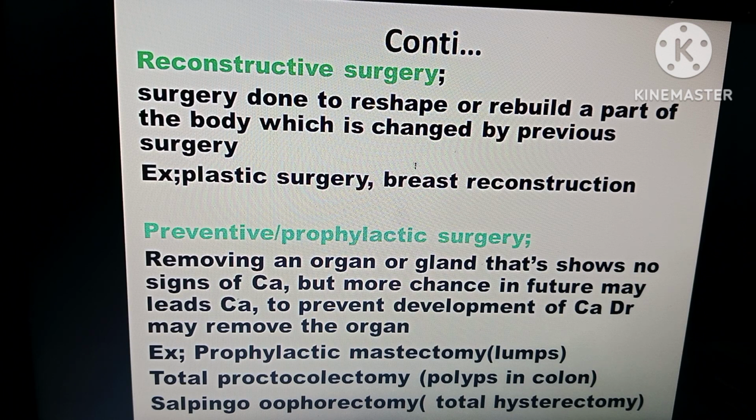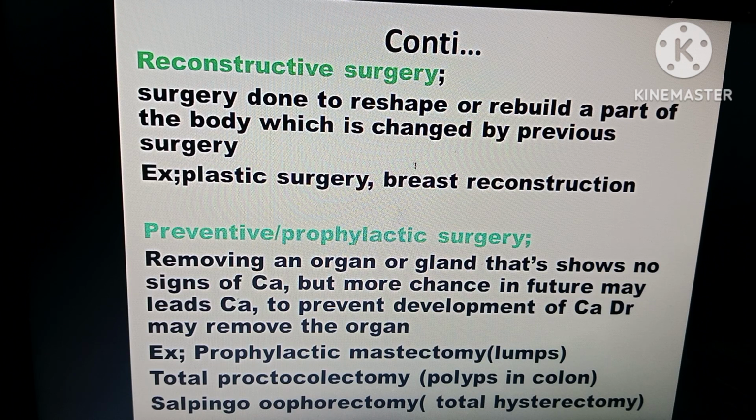So in such a condition, they will remove the entire uterus, ovary, and fallopian tube, which is called a salpingo-oophorectomy. Sometimes if polyps in the colon are removed but again and again reoccur, it indicates that in future it may turn into cancer. So they will do a total proctocolectomy. Prophylactic mastectomy: if there are lumps in a breast and doctors suspect it may turn into cancer, they will remove it. Complete mastectomy they will do.